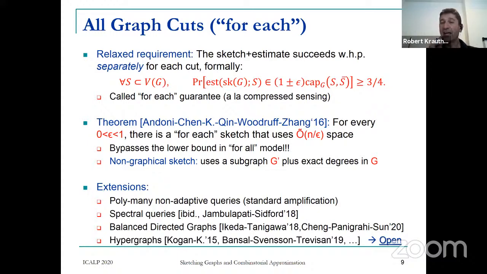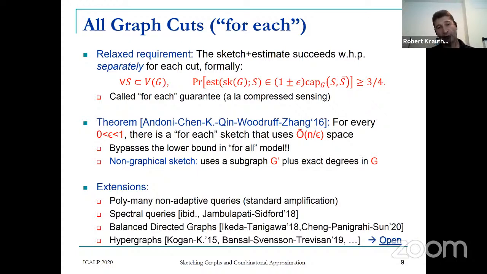Okay, so this approach was then followed with various extensions, this whole line of research. I mentioned already that you can amplify this, and then you can answer many queries as long as they're non-adaptive, because then you can use a union bound on the error probability. Extension to spectral, I mentioned before. There's extension to directed graphs, assuming there's some sort of balance: the edges going out from S and the edges going into S are bounded by some parameter, say beta, and then everything depends on this beta.